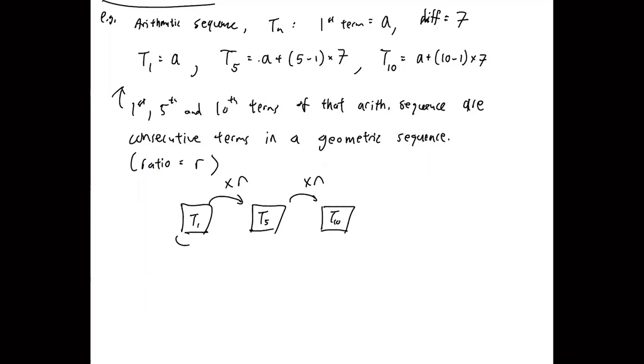Can you form an equation from this information first? T1 equals T5, but you need to times R. Is it times R here, or is it times R on the left? It's times R on the left. Yes, correct. So T1 times R equals T5. In other words, you can also rephrase it as T5 divided by T1 equals R. Agree? Yes.